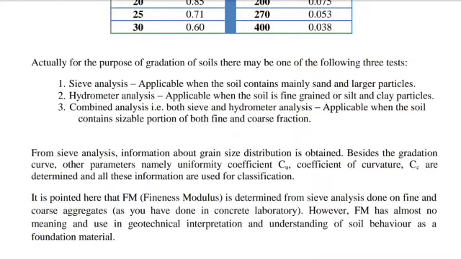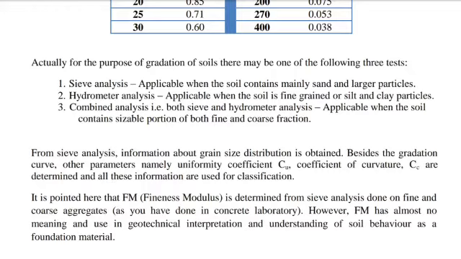Actually, for the purpose of gradation of soils, there may be one of the following three tests. 1. Sieve analysis, applicable when the soil contains mainly sand and large particles. 2. Hydrometer analysis, applicable when the soil is fine-grained or silt and clay particles. 3. Combined analysis, that is both sieve and hydrometer analysis, applicable when the soil contains sizable portion of both fine and coarse fraction. From sieve analysis, information about grain size distribution is obtained.